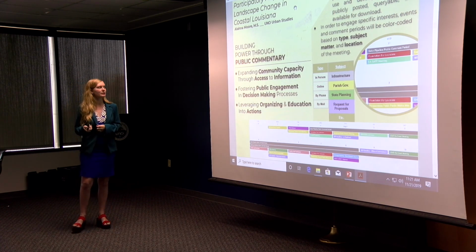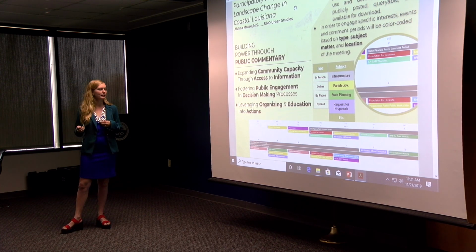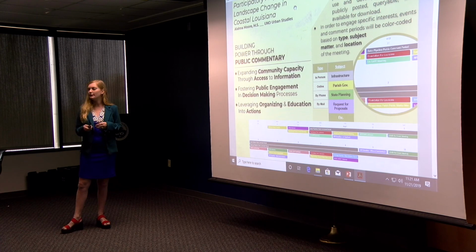So the purpose of this is to expand community capacity through access to information, to foster public engagement in the decision-making process, and to leverage organizing and education into action.